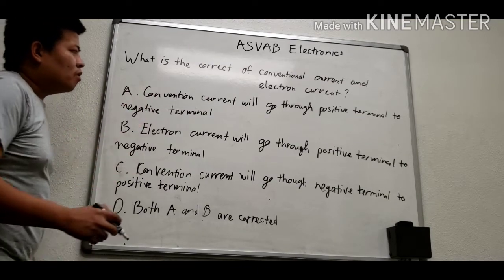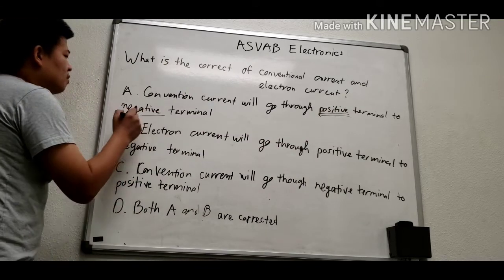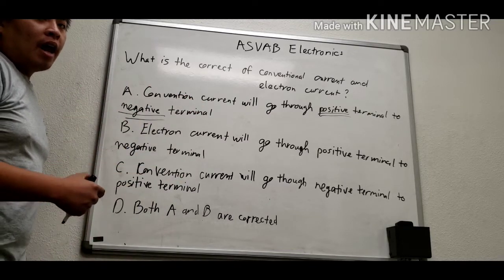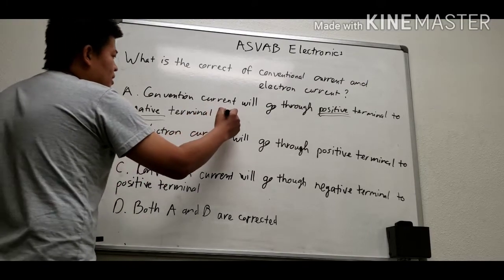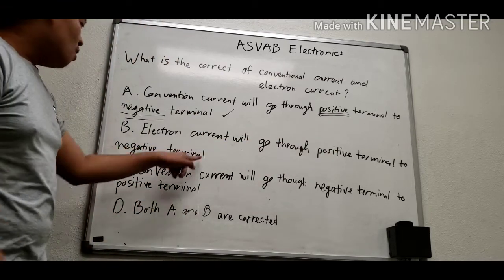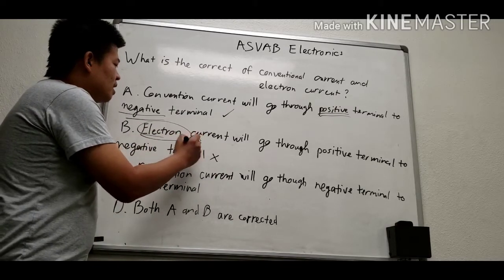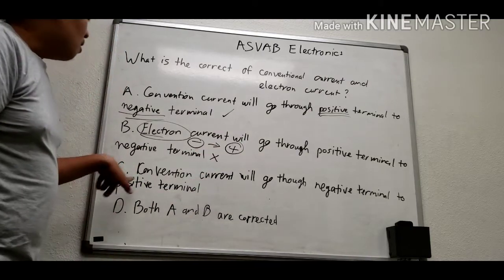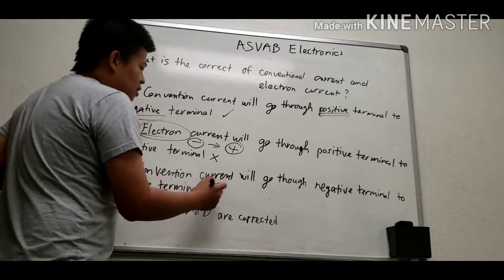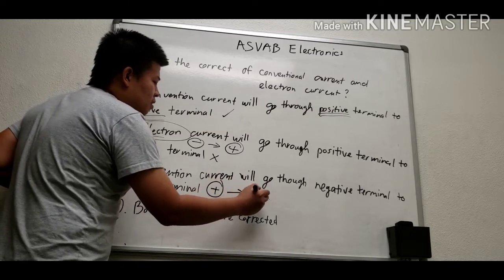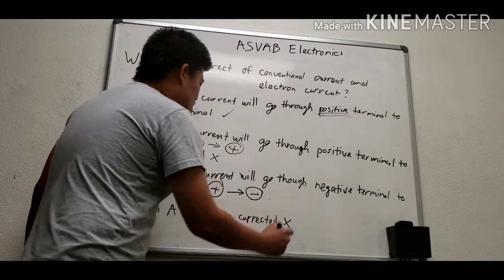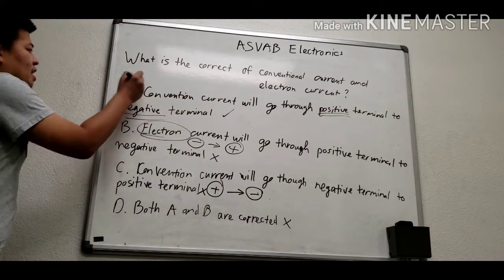We say that conventional current will go from positive to negative. So this one is correct because conventional current is the opposite flow of the electron current. Electron current will go through positive terminal to negative terminal. This is wrong because the electron should go from the negative to the positive. Conventional current will go through negative terminal to positive terminal. This is wrong because conventional current goes from the positive to the negative. So C is wrong, and because B is wrong, we cannot choose D. So the answer for this question is A.